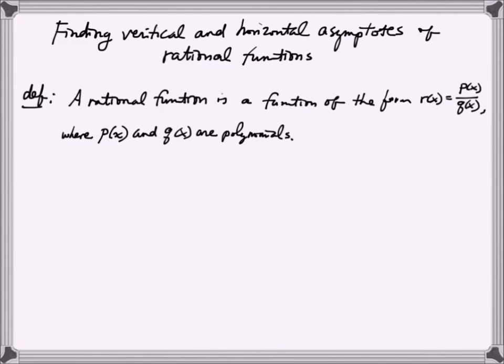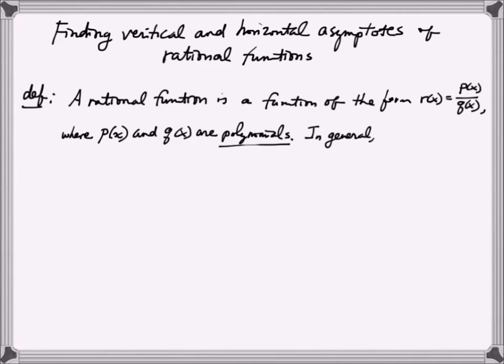In this video lesson today, we will be looking at finding vertical and horizontal asymptotes of rational functions. Let's start with the definition of a rational function. A rational function is a function of the form r of x equals p of x over q of x, where p of x and q of x are polynomial functions.